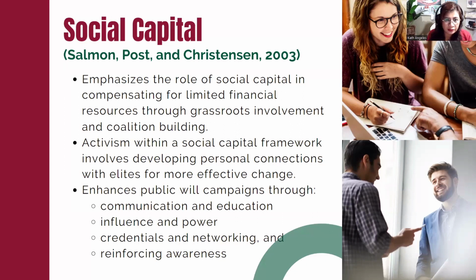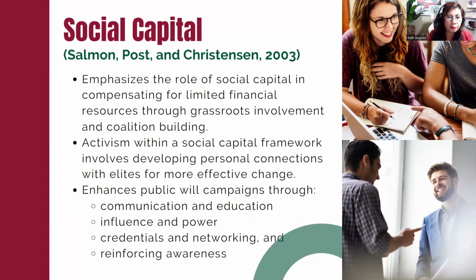Salmon, Post, and Christensen also emphasized the role of social capital in compensating for limited financial resources through grassroots involvement and coalition building. In other words, even if you don't have that much financial resources, if you have connections, if you're able to form coalitions, and if you can involve the local grassroots community, it can leverage your lack of financial resources. They also mention how activism within the social capital framework can be more effective if you form personal connections with elites, the ones who hold power. It would be easier for them to give attention to the social changes that you would like to campaign if you have personal connections with them.